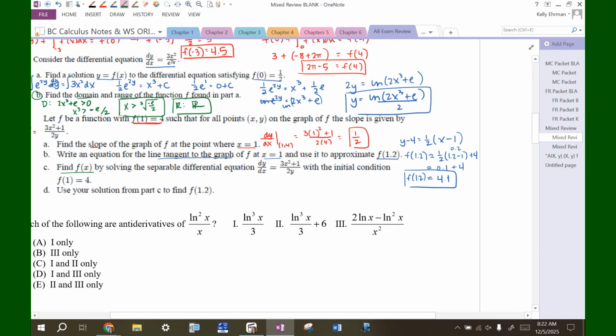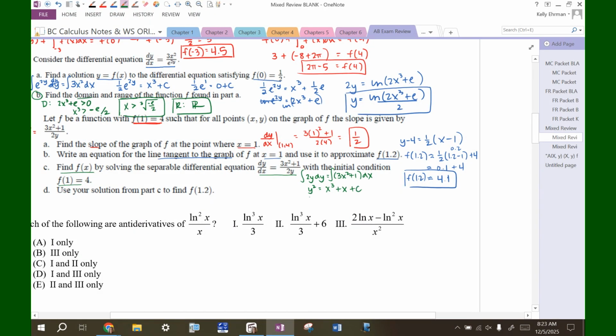Find f of x by solving the separable differential equation, this, with the initial condition, this. So separate, integrate, celebrate. Actually, let me put my work over here. Let me start up here. 2y times dy equals 3x squared plus 1 times dx. Integrate. No u sub here. This becomes 2y squared over 2, so y squared. This becomes 3x cubed over 3, x cubed, plus x plus c.